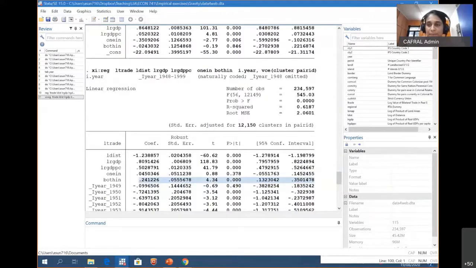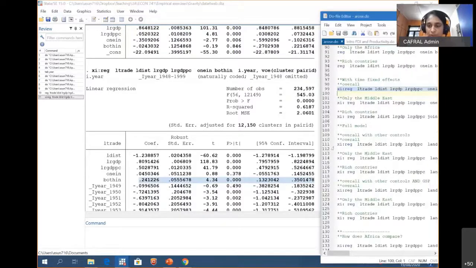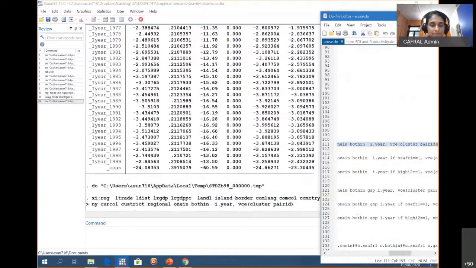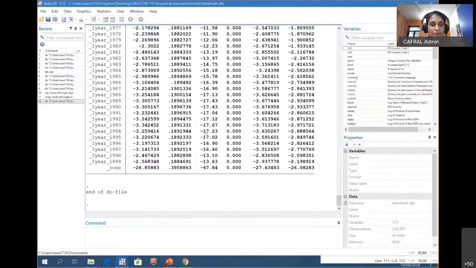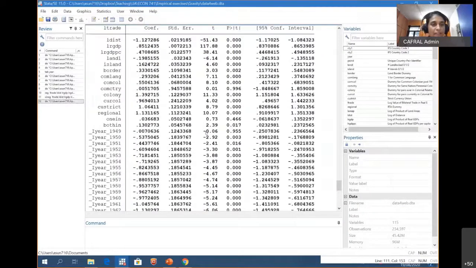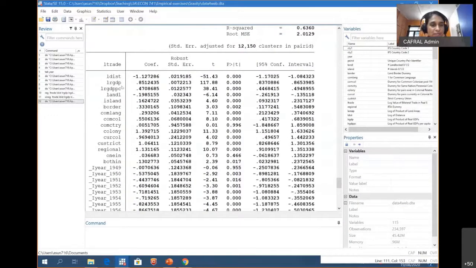Now you will then tell me that look, you can do a lot better, right? I can include a lot of the control variables. So I'm gonna do the full model with all the controls, and then see if one in and both in are still significant. Okay, so what is the full model now? So in the full model, I have included not just distance and GDP, but whether countries are landlocked, islands, border, common language, common colony, and so on. And then I have one in and both in.